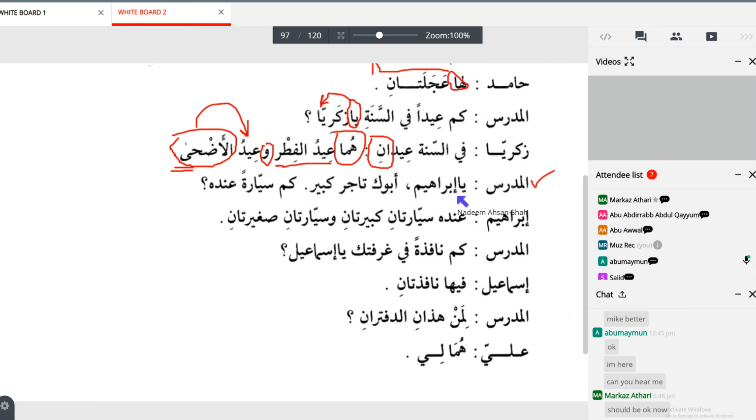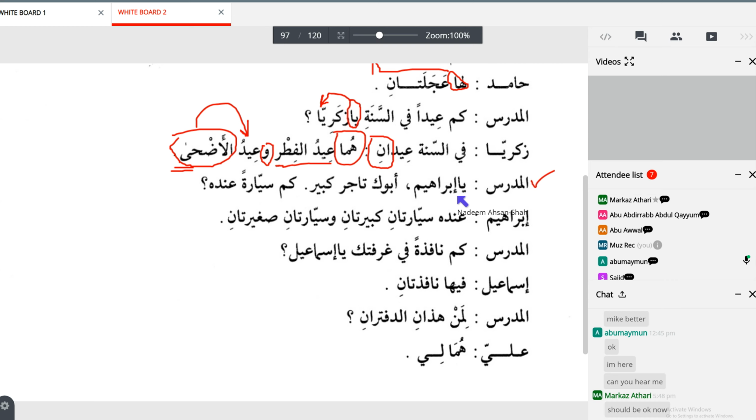I also have the same as you. In my printed book, which is quite old, it says, Kam matjaran indahu. And in the book we have on screen, it says, Kam sayyaratan indahu. Sayyaratan. Okay, so what is the meaning of this word? Matjar, shop, store, as you guys would say in the States.